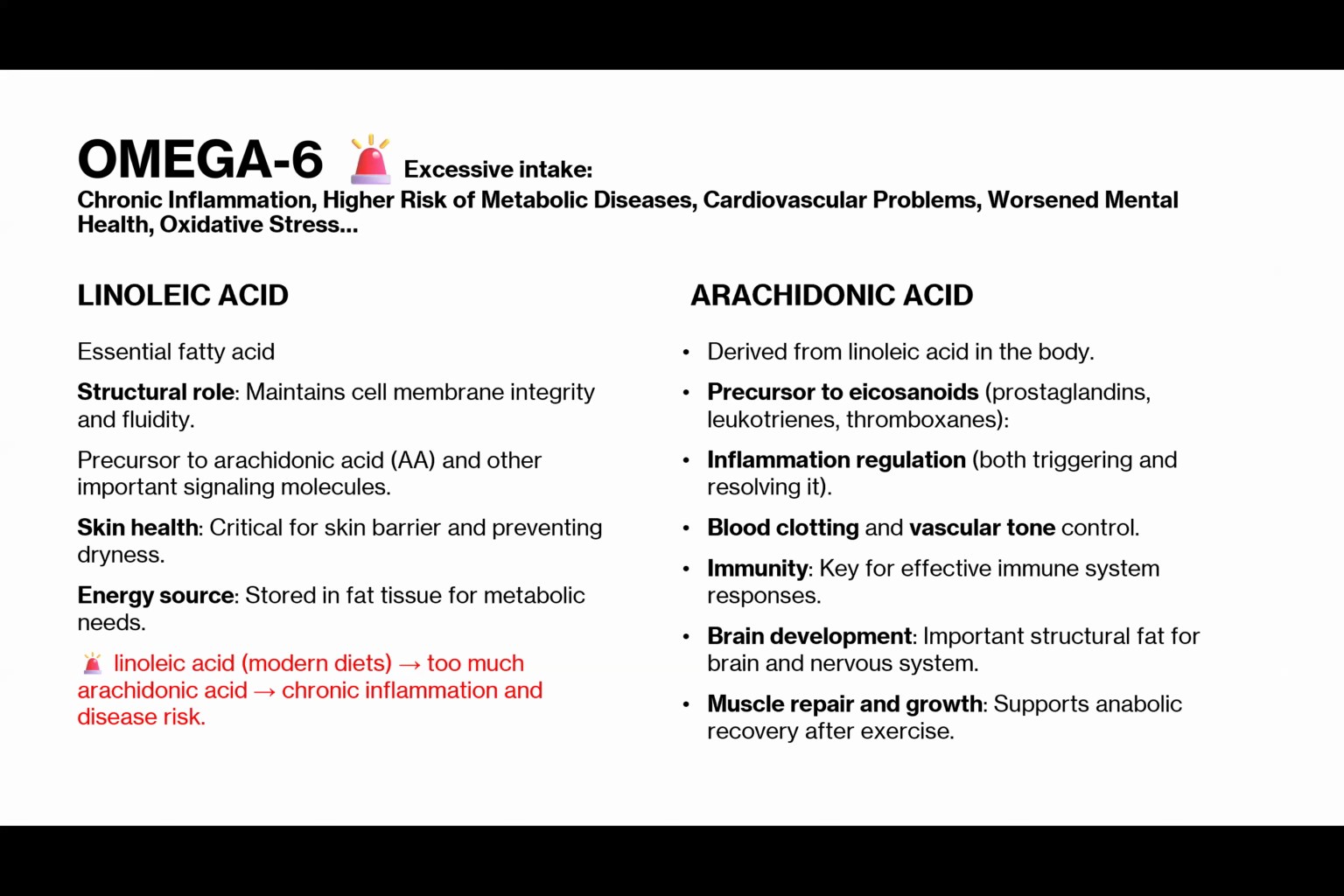They help with blood clotting and vascular tone control. They play a crucial role in the immune system, responding to any sort of inflammation. It's also important for brain development, as a structural fat for the brain and nervous system, and for muscle repair and growth. So it's very important to understand that omega-3 and omega-6 quite often come together in nuts and fats, in different sources. Nature is very clever, and we need both. But the problem is, if you isolate them and consume too much, instead of benefits, they're going to harm.